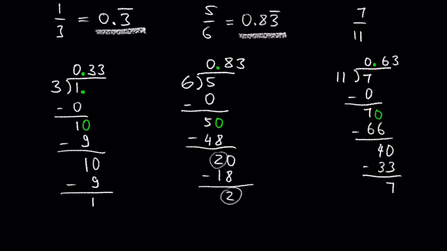We see the pattern is repeating again. But we have to recognize exactly which pattern is repeating here. The pattern which is repeating here is not just the 3, but both the 6 and 3. So the fraction 7 over 11 is 0.636363 repeating.